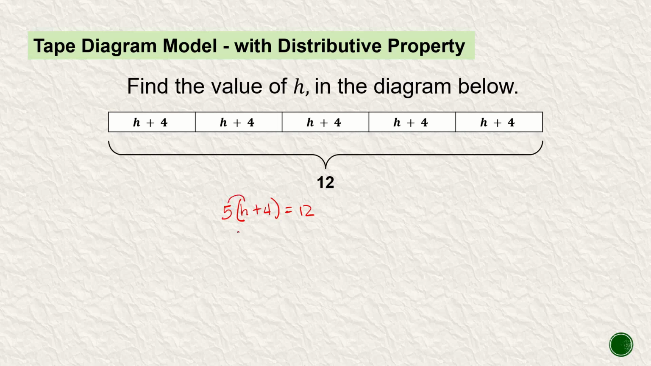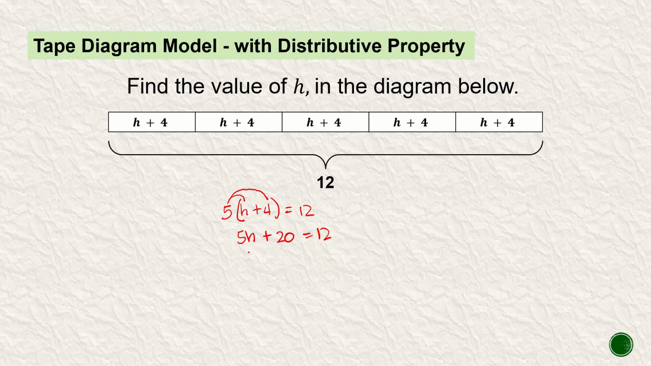Okay, so we just need to distribute that 5 to h and 4. 5 times h is 5h. 5 times 4 is positive 20. Okay, equals 12. So we need to isolate that h. That means we want to see h only on the left side, but there are 5 and 20. So we need to remove those two numbers.